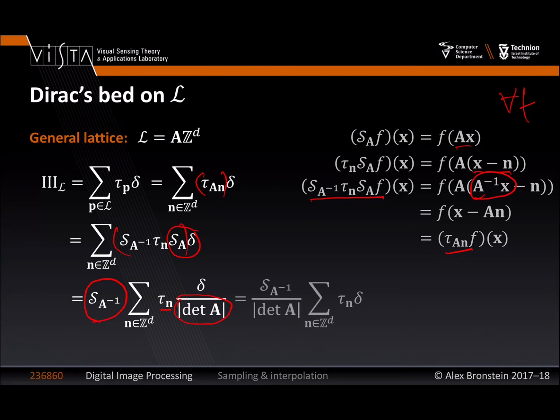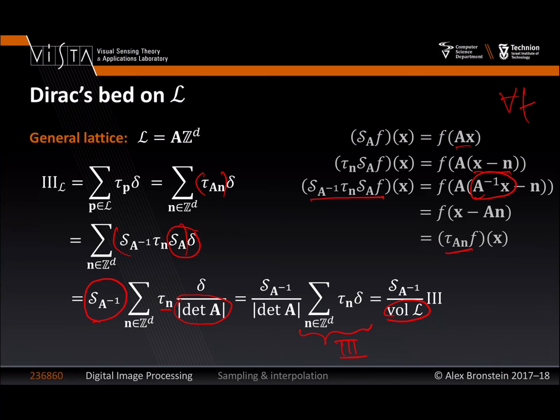Okay. So let me write it in a different way. It will be stretching by inverse A over the absolute value of the determinant of A. And what I have here is nothing but Dirac's bed, right? The canonical Dirac's bed on the integer lattice. So basically, it means that I can define my generalized Dirac's bed on the lattice L as the stretching and scaling by the volume of L. I'm using this notation here, and stretching by A inverse of the canonical Dirac's bed. Okay, and it will be useful.